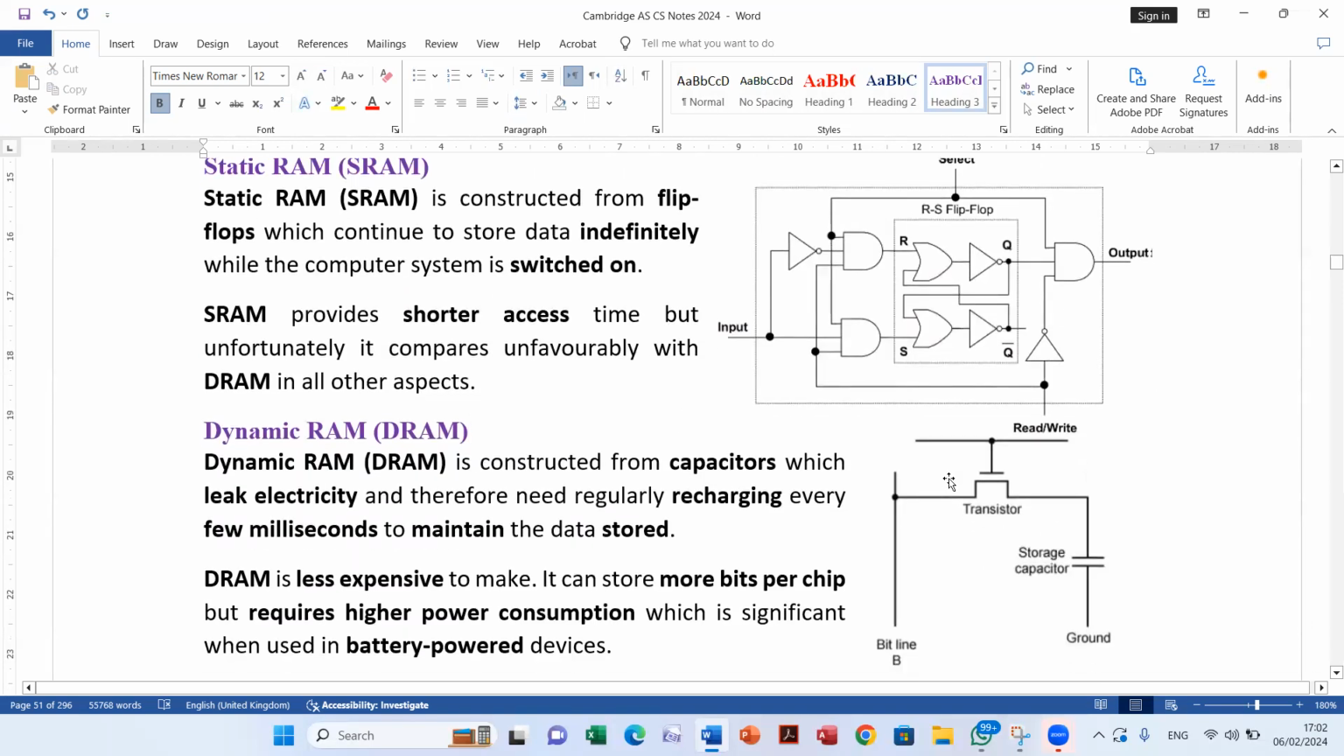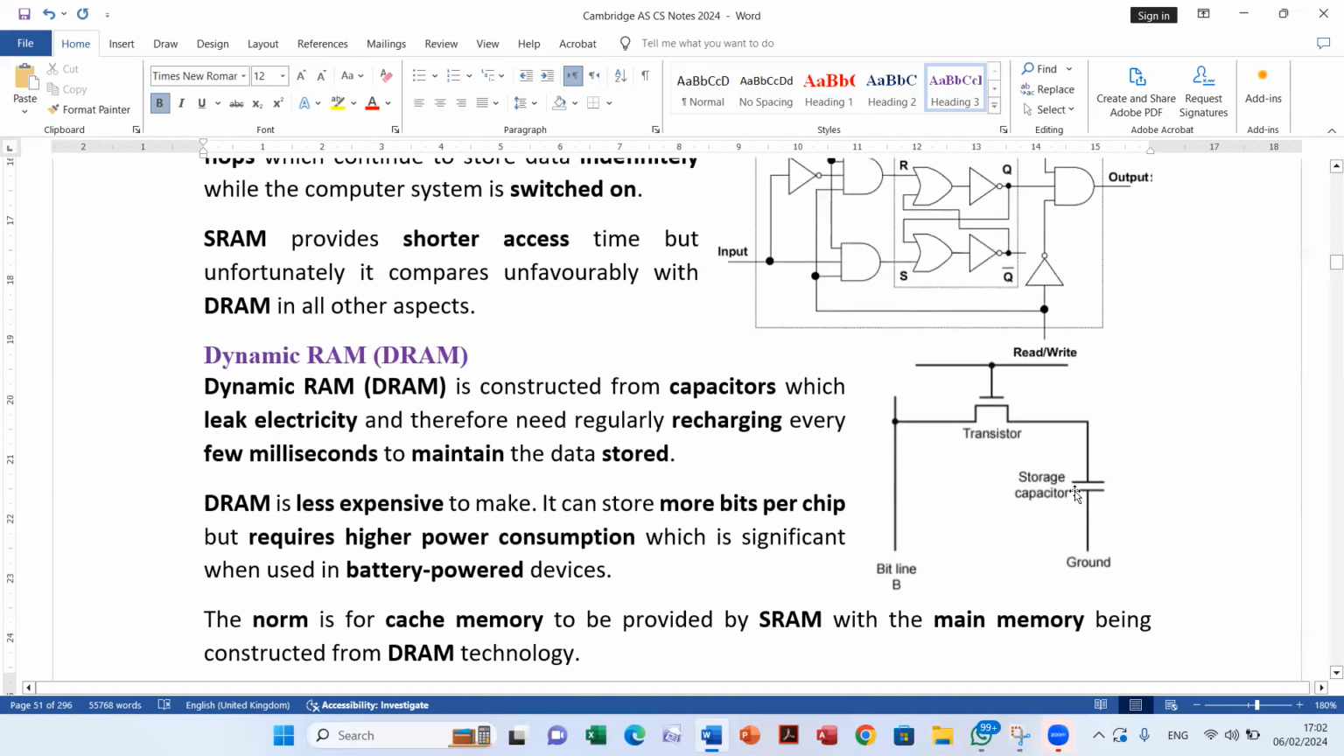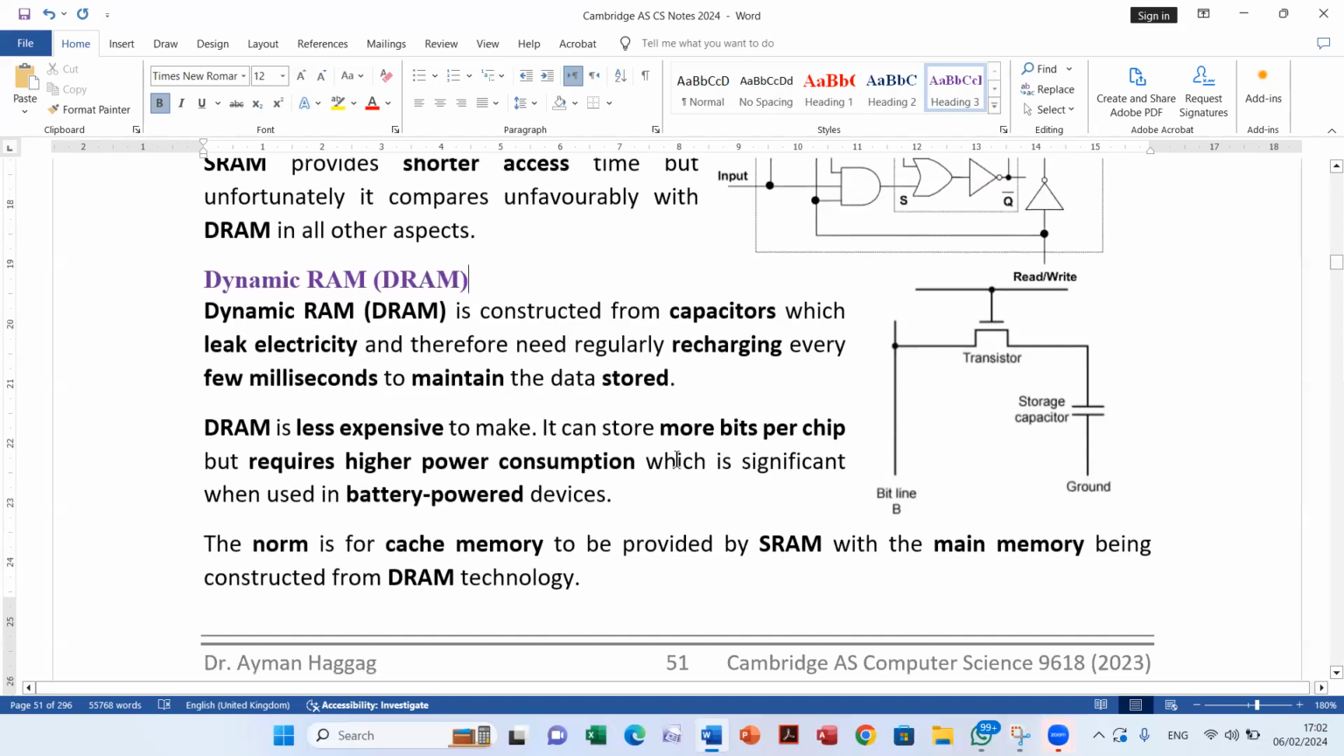Also, it needs refreshing. What is called refreshing? The charge on the capacitor leaks with time. The charge goes. And if the charge goes, ones and zeros will become the same. So every few milliseconds, the computer needs to refresh the data on the capacitor to maintain the static charge that represents a 1 or 0. So dynamic RAM requires constant refreshing.